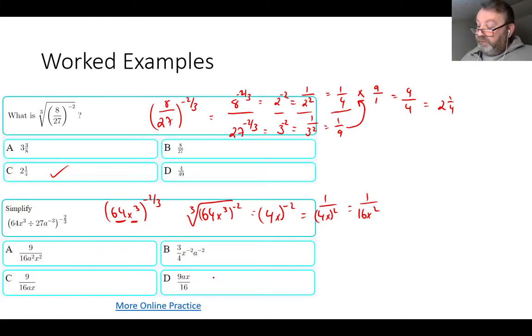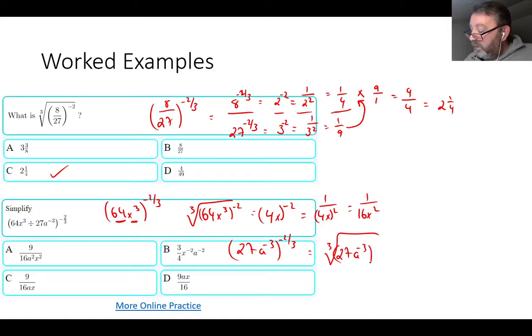Is it 9 over 16? No, 1 over 16. Oh yeah, that's the first part, that's the top part. Bottom part, you now have to take your 27a to the minus 3, and you're going to raise that to minus 2 over 3. First of all, we're dealing with a fraction in your power. The bottom of the fraction is 3, so it's going to be the cubed root of 27a to the minus 3, to the minus 2. So let's do this.